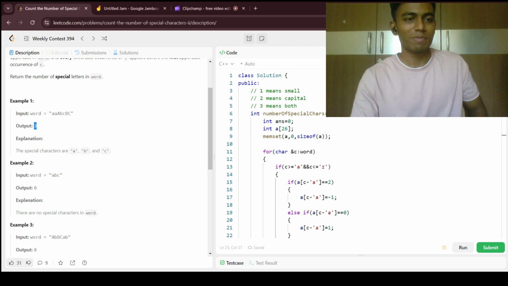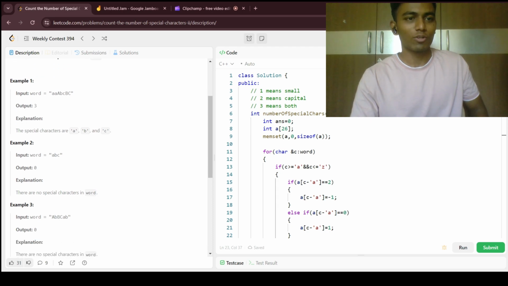And then if we consider abc, it doesn't contain any capital letters of abc. That's why we are going to take it as 0.